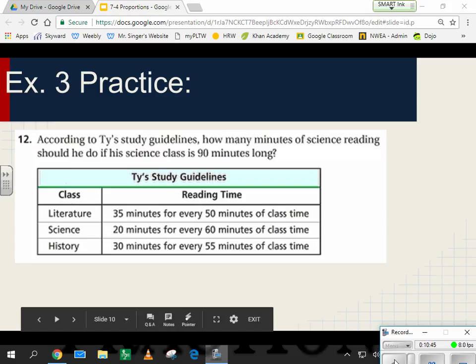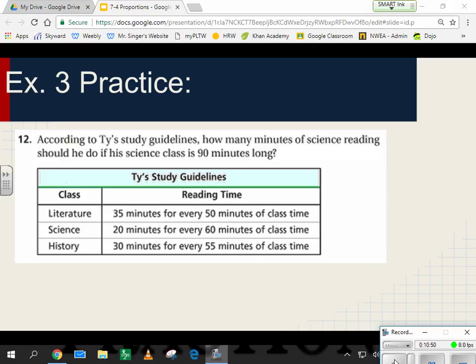So the third example I'm going to do with you, because it's a word problem one, and I just want you to copy your stuff down in the notebook because I'm going to do it with you. So you're going to have problems like this where you're given data and you have to figure out a proportion. So it says, according to Ty's study guidelines, how many minutes of science reading should he do if his science class is 90 minutes long?